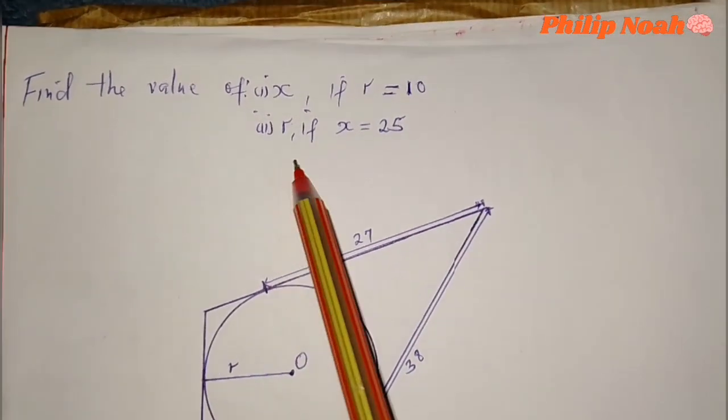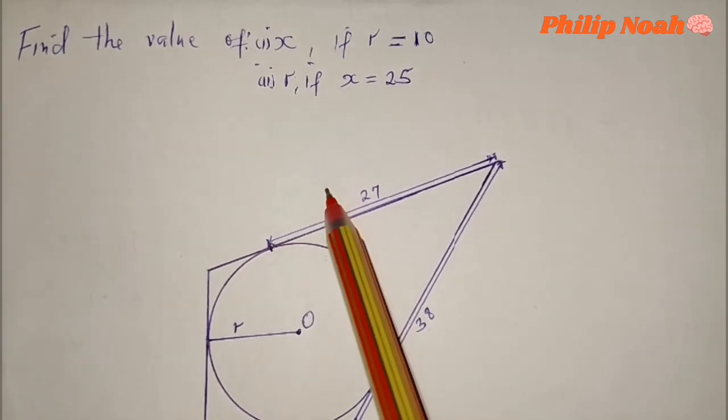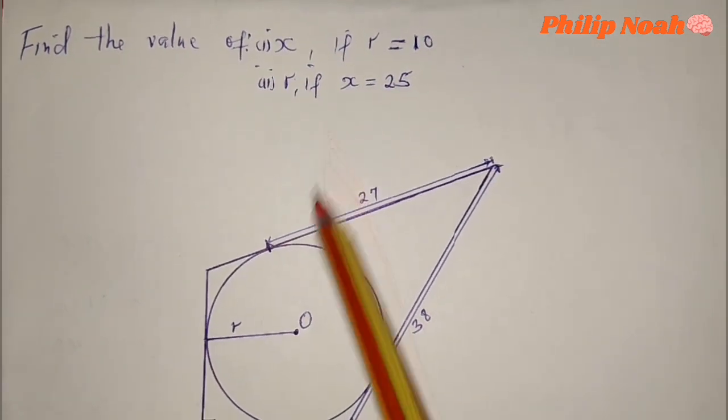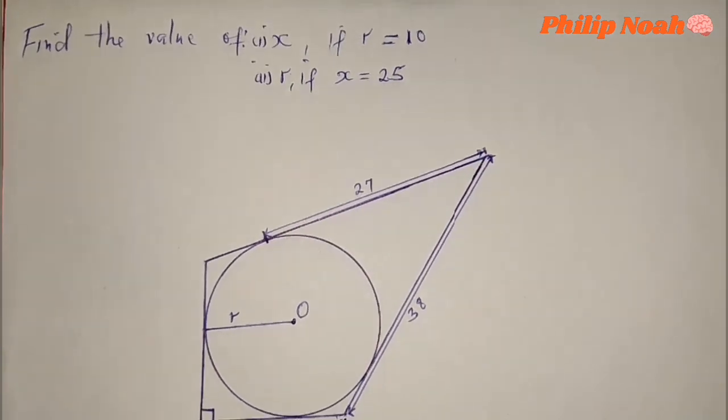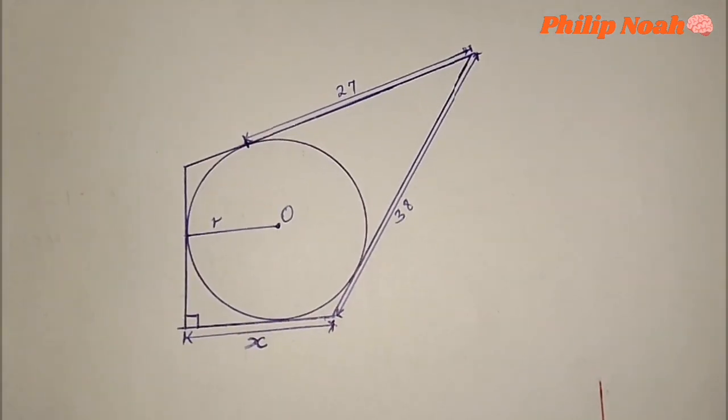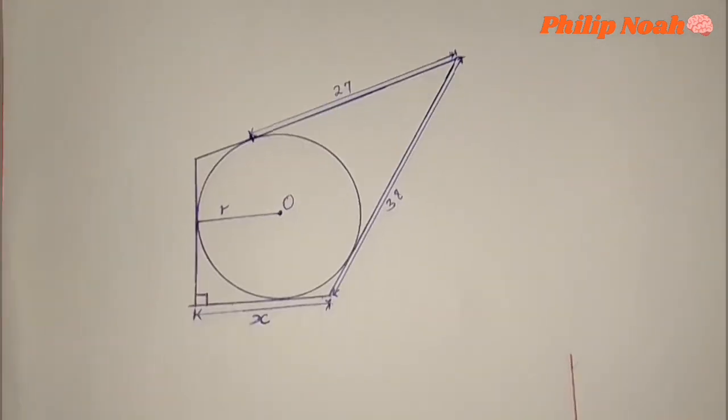Then in Roman 2, we are required to find the value of r when x is 25 units. Solution.